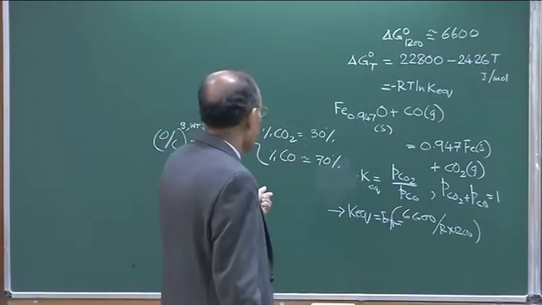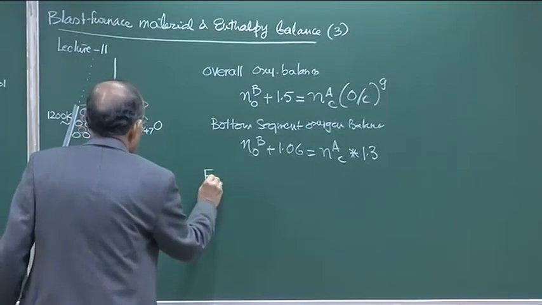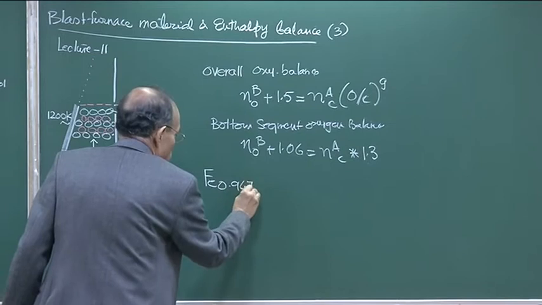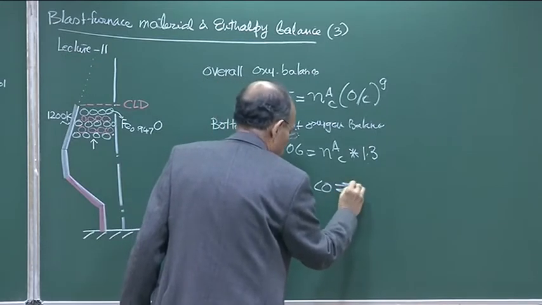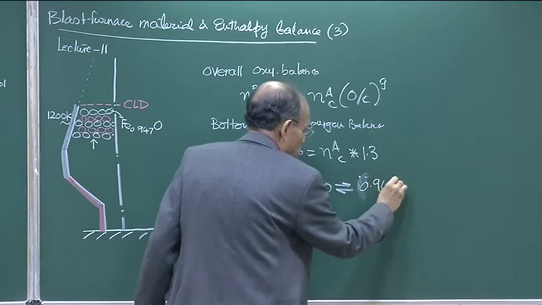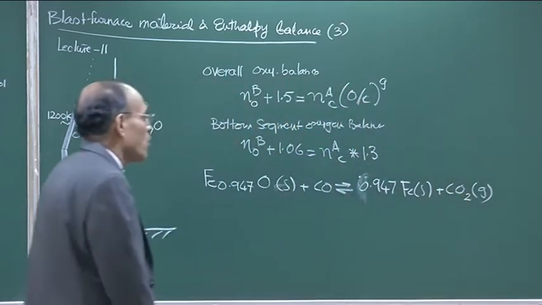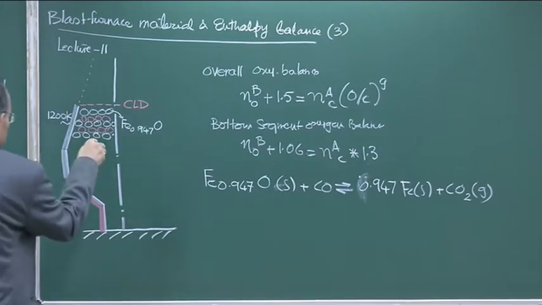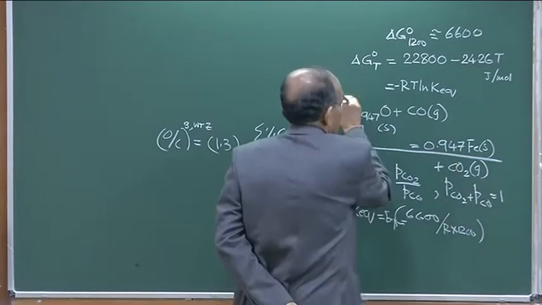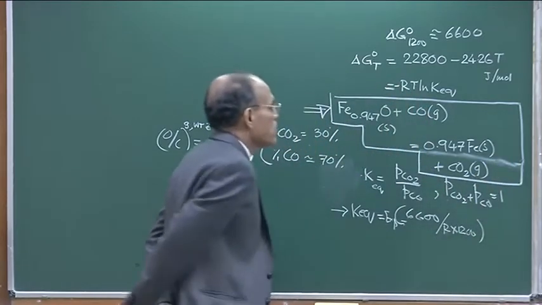I think I have erased that equation. So, that equation is Fe0.947O solid plus CO gas giving 0.947 Fe solid and CO2. So, we are talking about the thermodynamic equilibrium of this particular chemical reaction which is taking place at this particular zone. That is the reaction we are talking about.